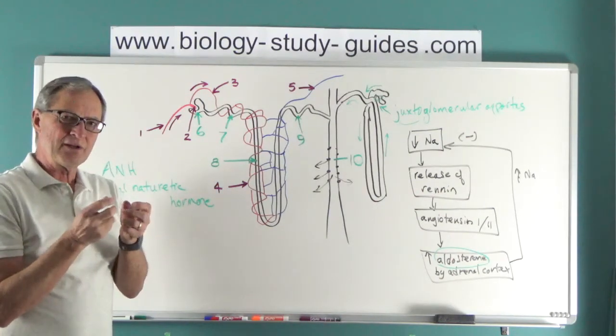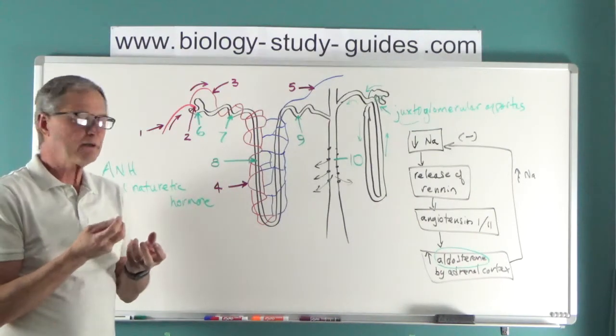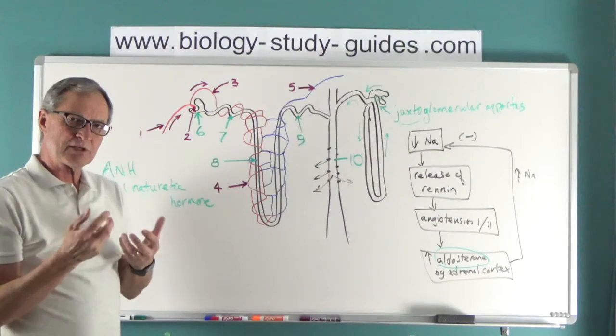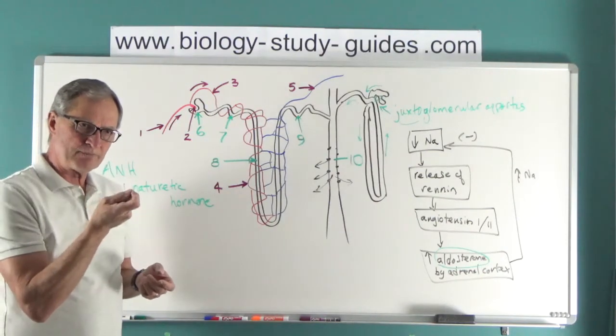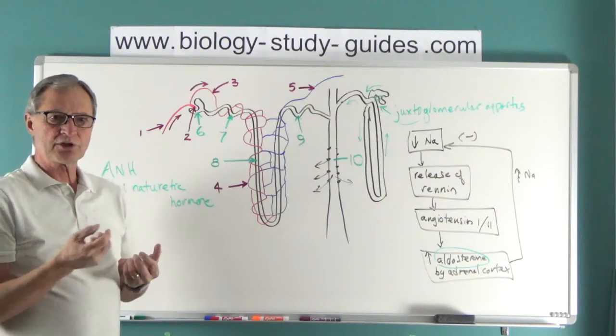So gout is often associated with people who drink particularly beer and people who eat a lot of red meats. It just seems that the uric acid can crystallize under those circumstances.